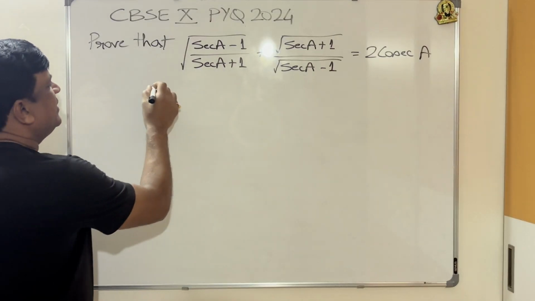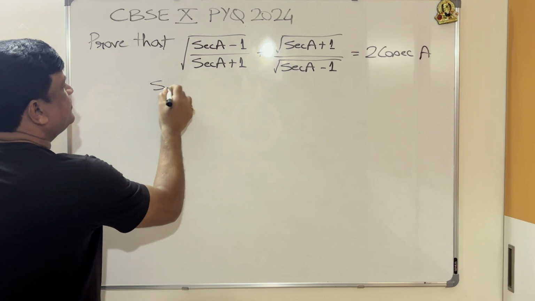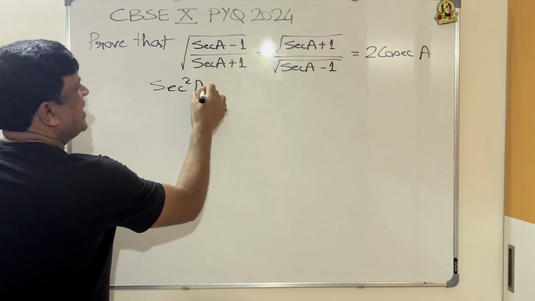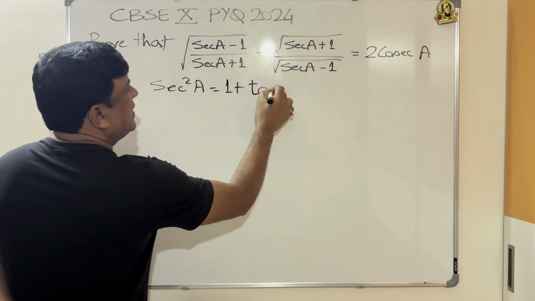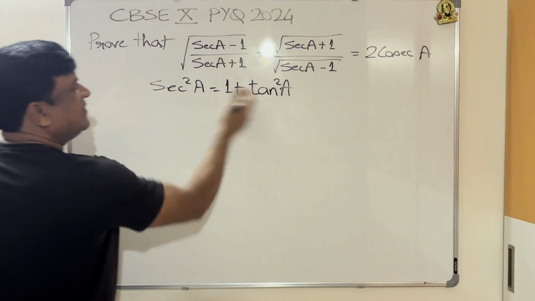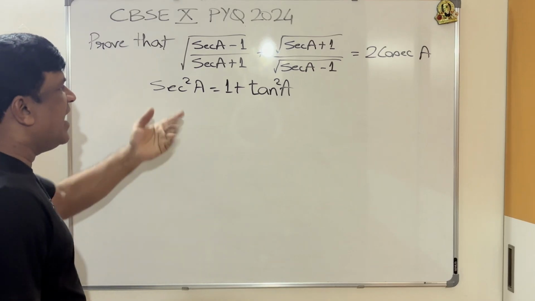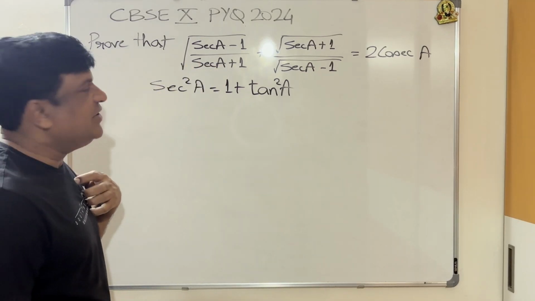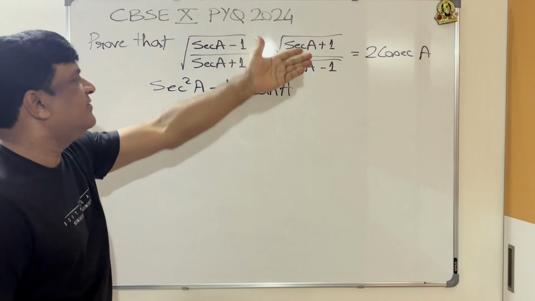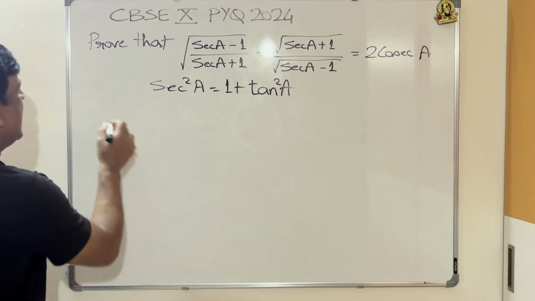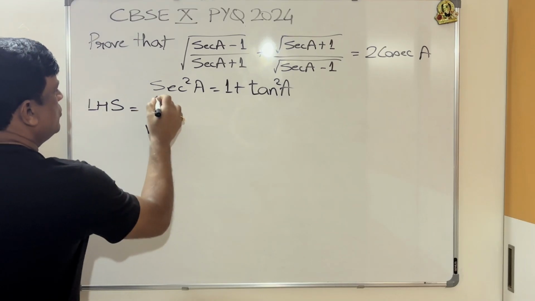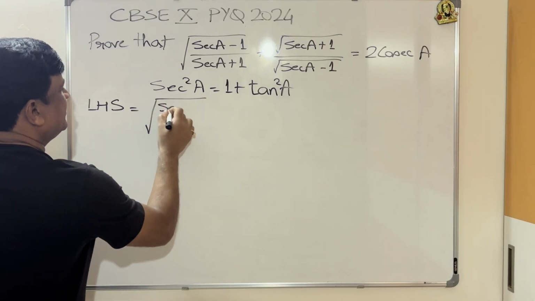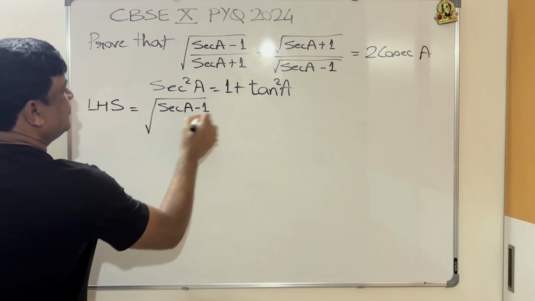You have that identity, where sec square a is equal to 1 plus tan square a. That is the identity we have. We can use that identity over here to basically prove that this is equal to this. So let's look at it. LHS. LHS is equal to root of sec a minus 1.